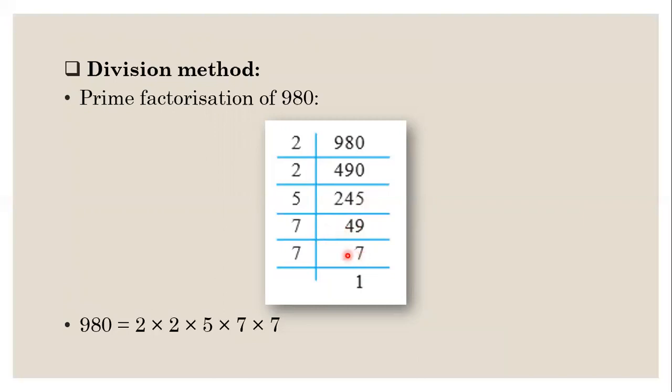And now 7 will be divisible by the same 7 only because 7 is a prime number. That means when we get a prime number as the quotient, we have to divide by the same number. And on dividing 7 by 7, we will get 1. So we have to repeat the division till we get 1 as the quotient. Sorry, 1 as the remainder. So the prime factors of 980 are 2 into 2 into 5 into 7 into 7. Okay, children, I hope you understood prime factorization. We will be continuing in the next session.